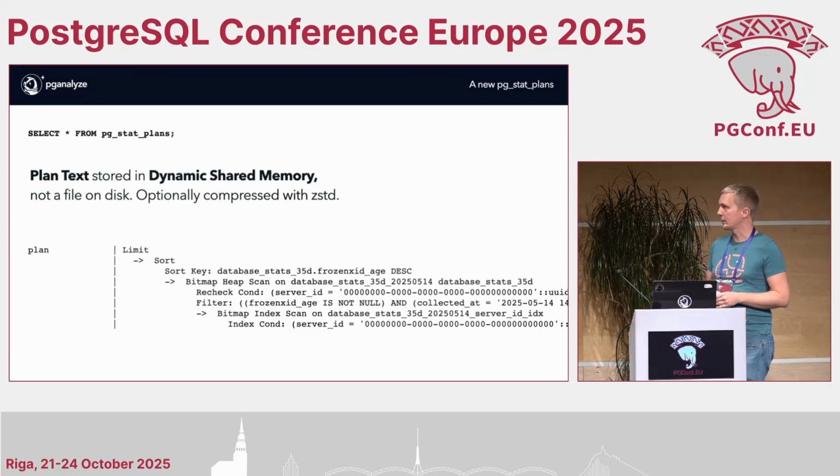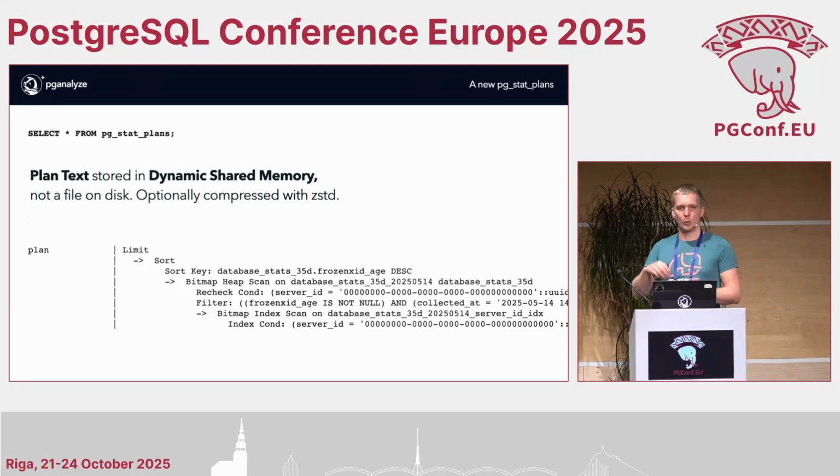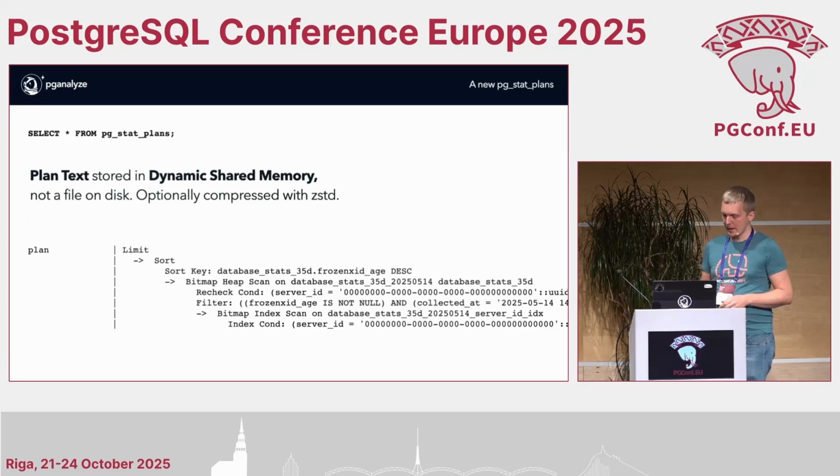So by default, we actually take only 10 megabytes of RAM to store plain text, very little memory, because we want to make sure that this is not a problem on its own. But the benefit is it's much faster to store entries, and it's much faster to load entries because you don't have a file involved in that.